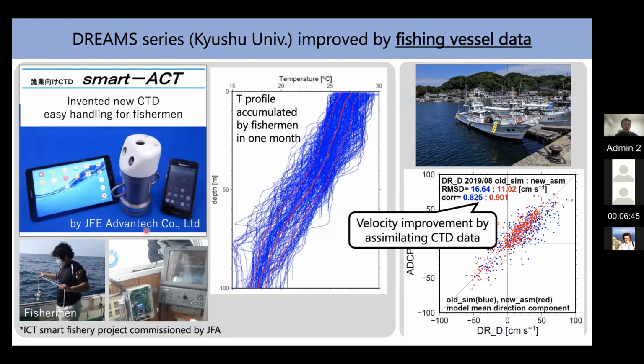The JFE Advantech, a private company in Japan, invented a new CTD that is easy for fishermen to handle. The fishermen use this smart CTD to observe the temperature profile. This is the temperature profile accumulated by the fishermen in 1 month. And the DREAMS group conducted a sensitivity experiment with and without assimilation of this temperature profile. The blue is without assimilation, and red is with assimilation of this profile. So we can see the significant velocity improvement by assimilating the CTD data.